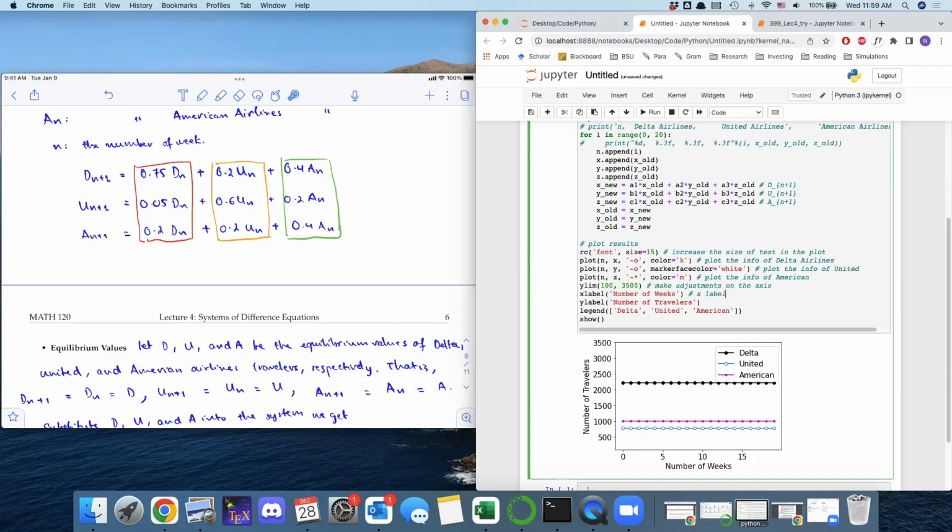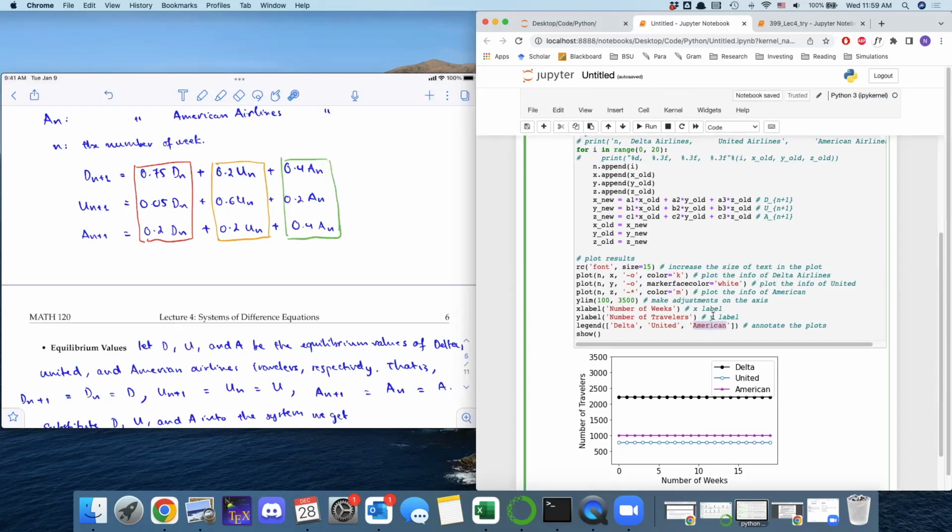The label for the horizontal axis is the number of weeks, and this is the Y label. This is for the number of travelers in the vertical line. And legend means that you want to annotate the plot. So there are 3 different plots. You start the first plot with Delta, so you have to do legend Delta. The second plot is for United, and the third plot is for American Airlines.